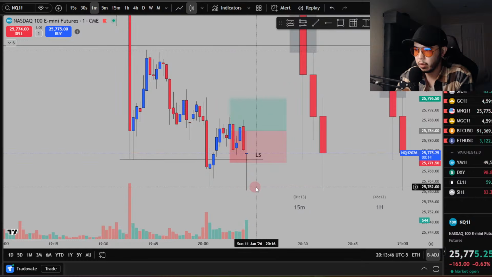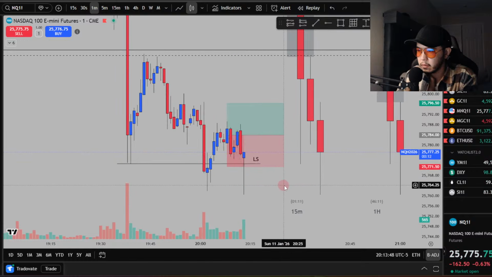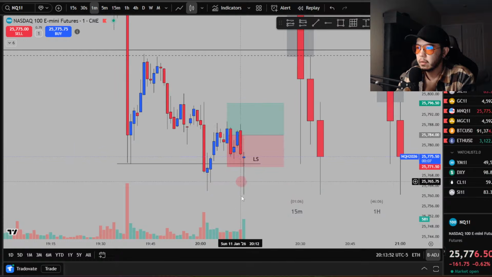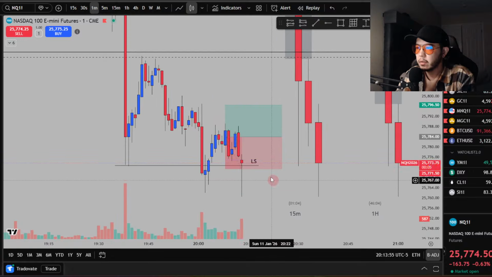So we grabbed more liquidity. We're gonna see if we're gonna actually close above it or below it.